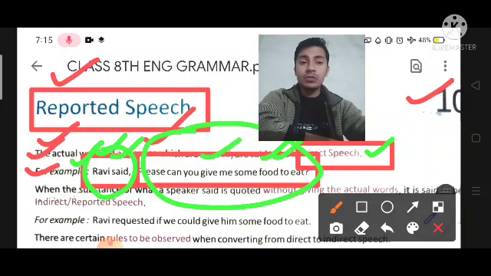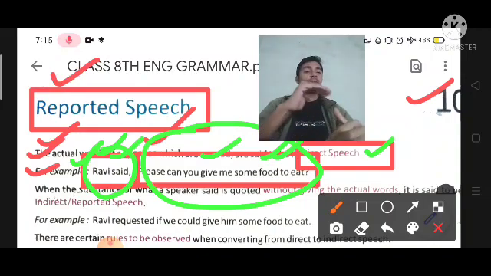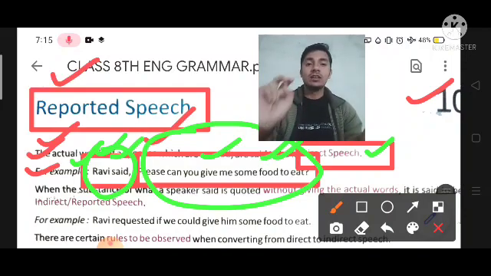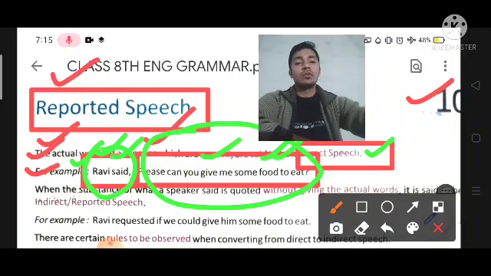Okay, because the first way of reporting the statement, reporting the speech, is called direct speech. And in direct speech you have seen that this statement can be divided into two parts, and first is called reporting speech and second is called reported speech. I hope that you have understood this.